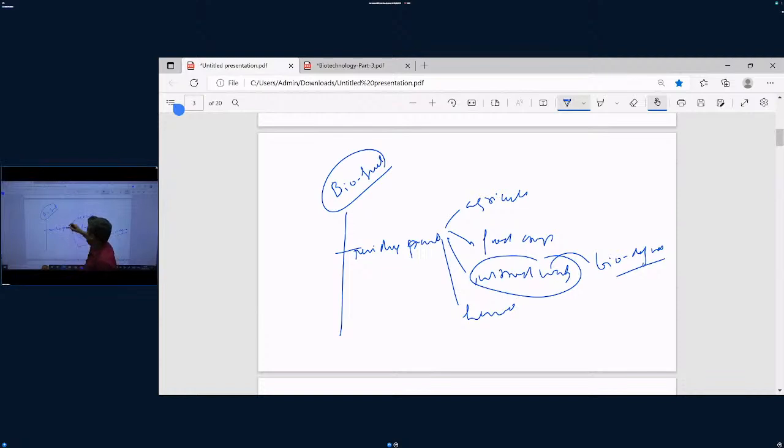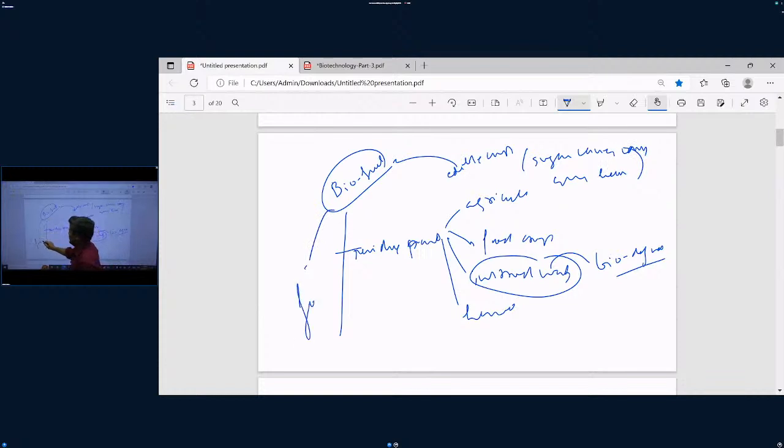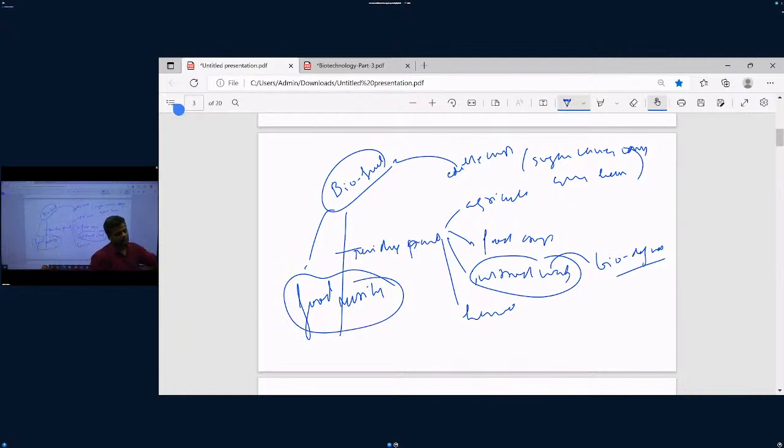But suppose we shift our edible crops for the production of this biofuel, for example sugarcane, corn, soya bean, then it will create the problem of food security. So this is the major problem. On one hand, you are maintaining your energy security, that is true, but on the other hand this problem is created.